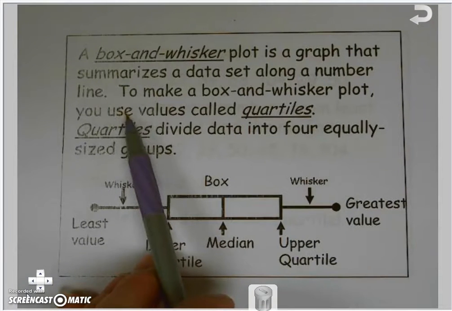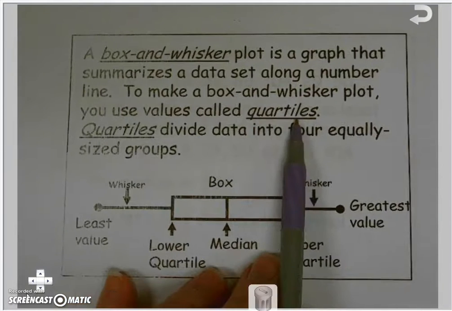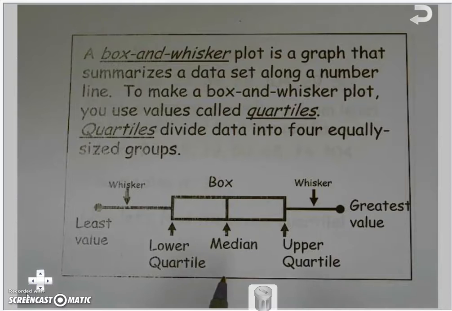And you're going to use something called quartiles. So quartiles, when you see it, think about the word quarter, meaning 4. So we're going to have 4 quartiles. And that basically is going to divide your data into 4 equally sized groups.